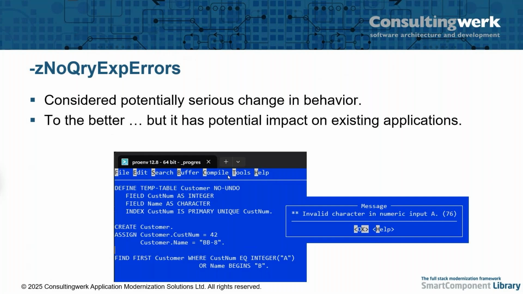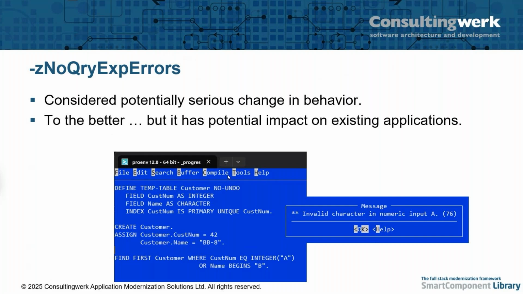That was considered a bug, and so Progress fixed it. And as you can believe, suddenly throwing a runtime error from where phrases can cause a serious change in behavior of applications. The -z no query expression errors startup parameter can be used to revert to the old behavior. My recommendation would be to plan in some time to fix your code, so that you're not using expressions that potentially raise a runtime error in where phrases.